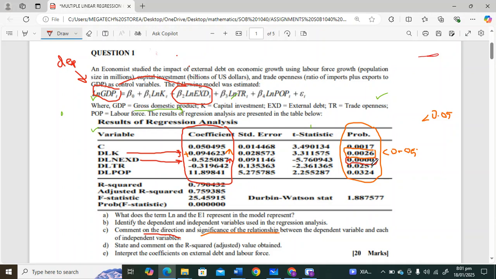Okay. So the relationship between external debt and GDP is very significant, and they are moving in opposite directions. If external debt increases by 1 unit or 1%, GDP will reduce by 52.5%. So this nation should not get more debt, because if they get debt, they have to pay back that debt. So that money they're using to pay back the debt is not being used to be more productive.